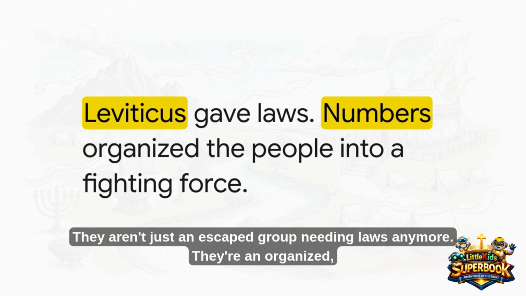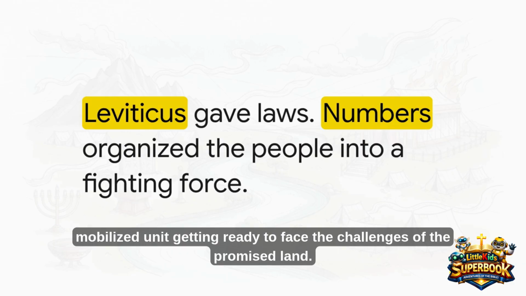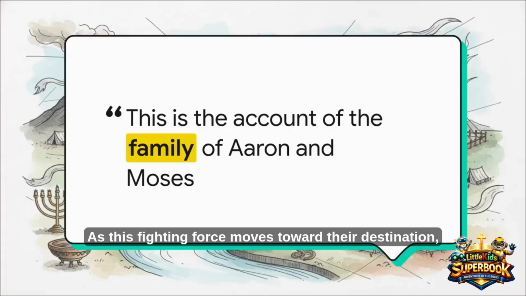They aren't just an escaped group needing laws anymore, they're an organized, mobilized unit getting ready to face the challenges of the Promised Land. As this fighting force moves toward their destination, the text drops these incredible literary callbacks. They act almost like hidden GPS coordinates for the reader.